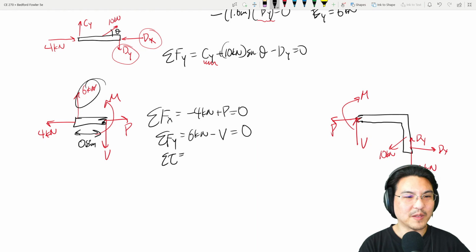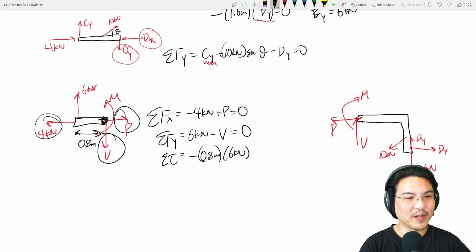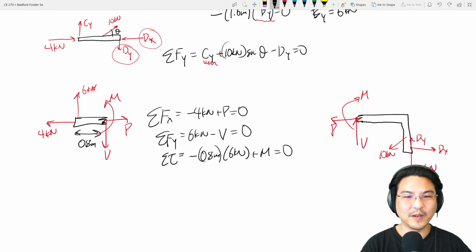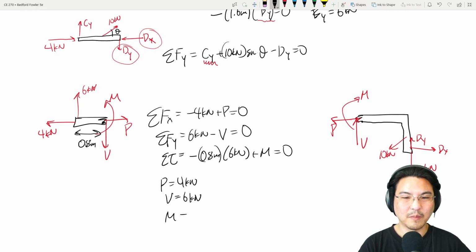So there's torque from this, negative 0.8 times 6 kilonewtons. And then there's no torque from this or this or this, about over here. But then there's this couple, which is in the positive direction. Okay, so let's solve here. So P is 4, V is 6, M, bending moment, is 4.8.